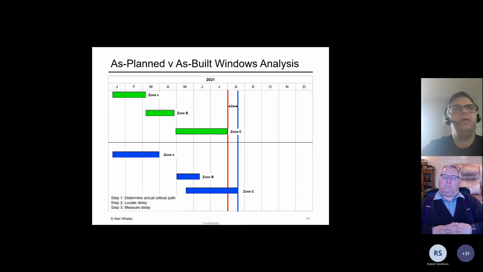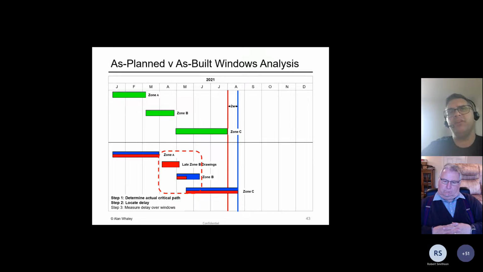Well, it's actually quite easy. Once we've got a clear idea where the critical path ran, which you have to do through investigation, looking at the programs that were produced at the time, using construction methodology and some common sense, you can then think about where you think a delay event might have occurred, what the important parts of the project are. And based on this information, you can then start to measure the delays between the planned and the as-built programs over a series of windows which frame important events.